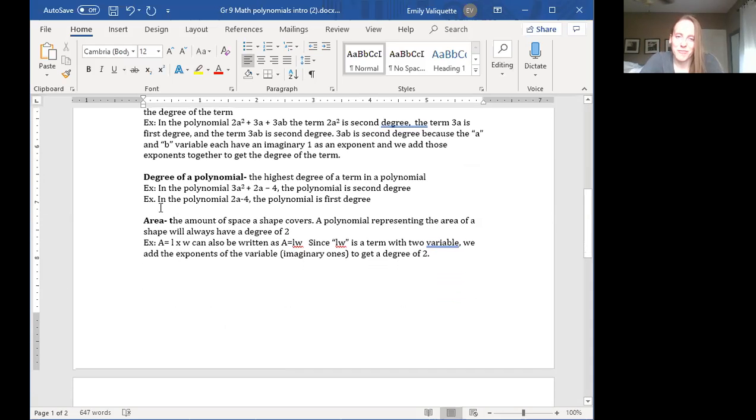And then just a little reminder about area. It is the amount of space a shape covers. Usually, if you are representing area as a polynomial, it will have a degree of 2, since if you think of the area of, say, a square or a rectangle, it's length times width. It has two different variables, the length and the width. Each of those would have an imaginary 1 for an exponent, and so the degree of that would be 2.